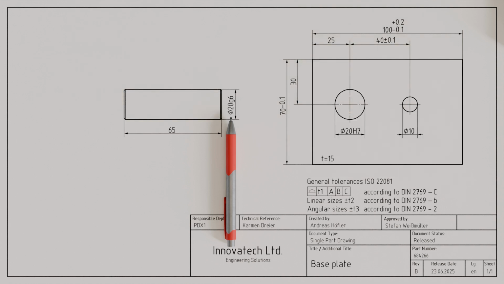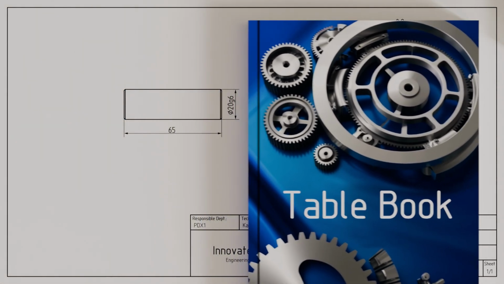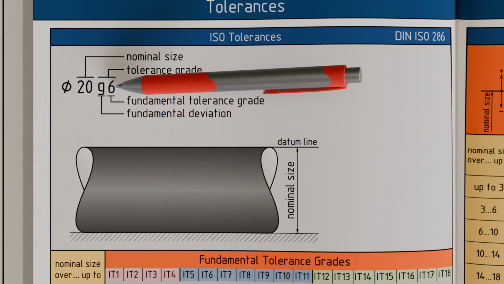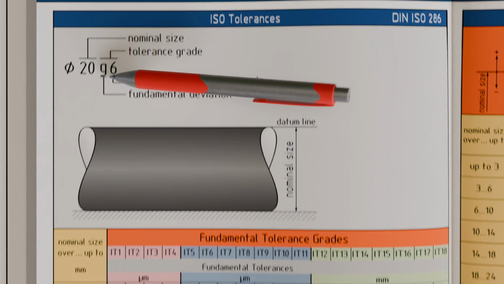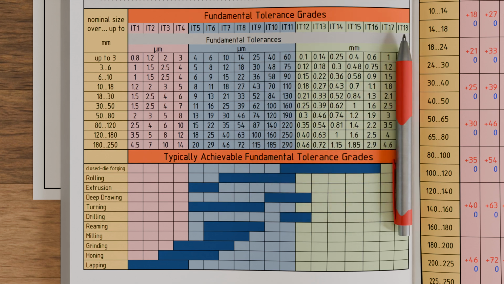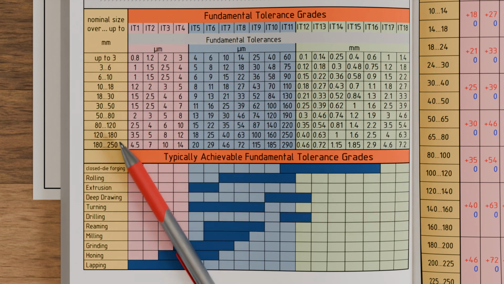Let us first take a closer look at the fundamental tolerance grades, represented by the numbers within the tolerance grade designation. In the ISO system, a total of 18 fundamental tolerance grades are distinguished. These are labeled IT1, IT2, and so on up to IT18. The fundamental tolerance grades specify the dimensional tolerance depending on the nominal size. In the table shown, the respective dimensional tolerances are listed for nominal sizes up to 250 mm in various nominal size ranges for each fundamental tolerance grade.